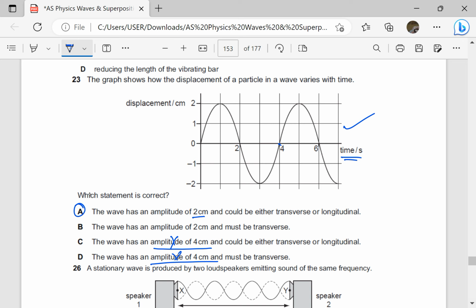The wave has an amplitude of 2 centimeters and must be transverse. That's not true. It can also be longitudinal. We can represent longitudinal waves also with a displacement time graph like that, even though the particles for longitudinal waves vibrate parallel to the direction of propagation of the wave. There are points of maximum pressure and minimum pressure, which can be converted into a displacement time graph as this one here. That's why we have antinodes and nodes every time.